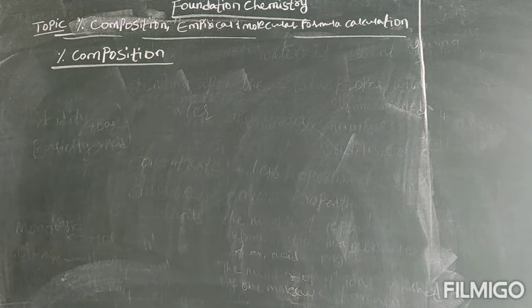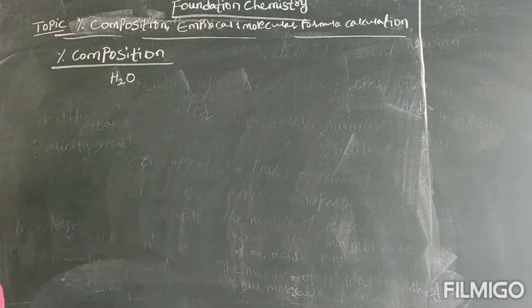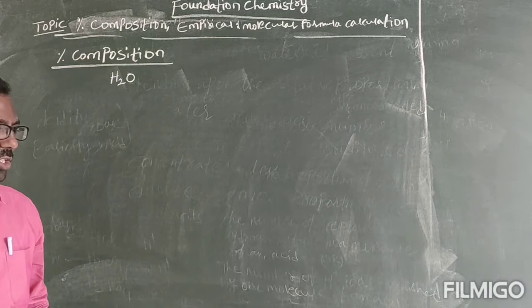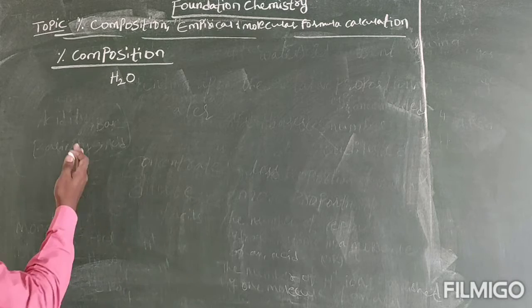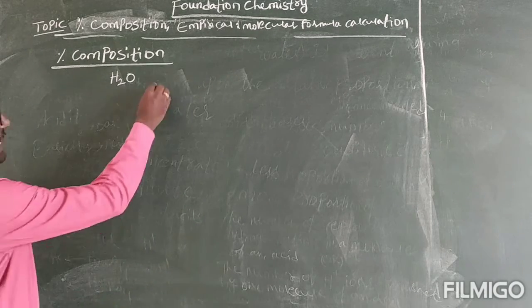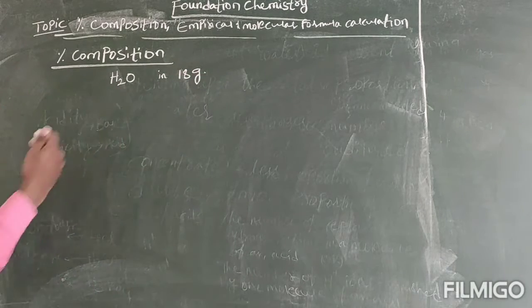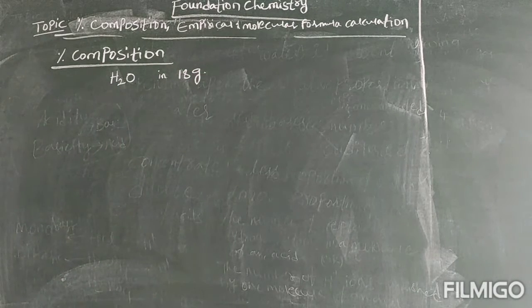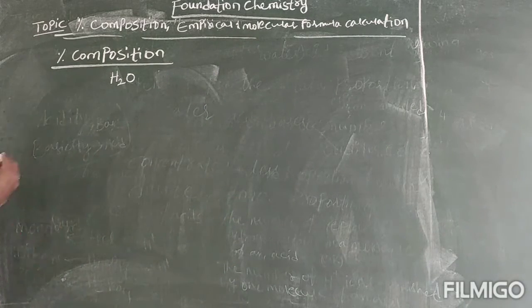Suppose let us consider water is given to you. What is the percentage composition of hydrogen and what is the percentage composition of oxygen in 18 grams? In 18 grams of this, what is the percentage composition they will be asking. So now how to calculate the percentage composition, you will see.